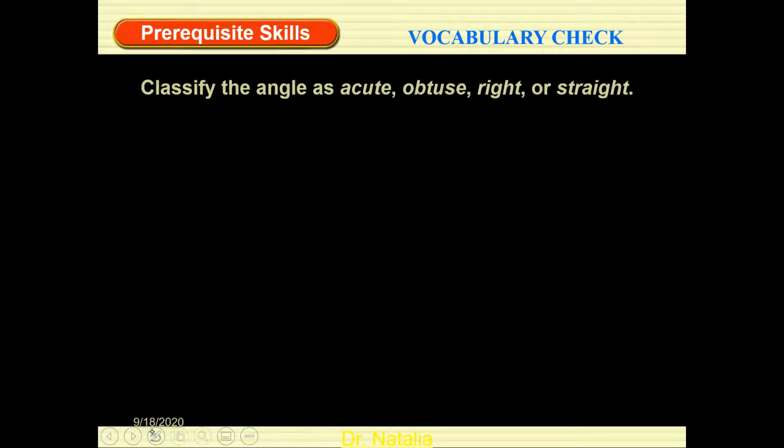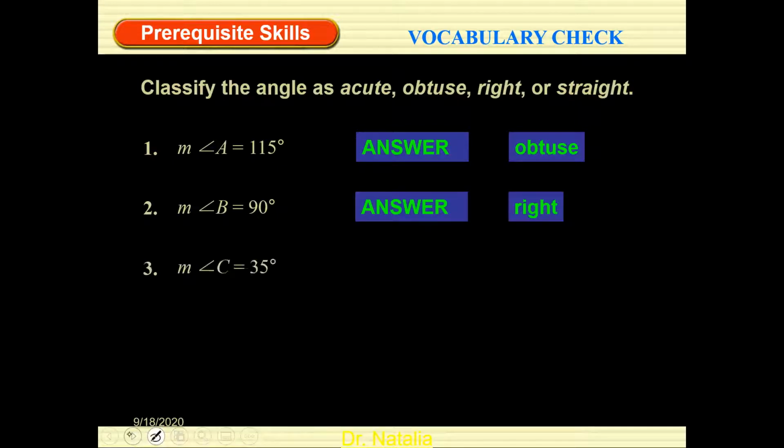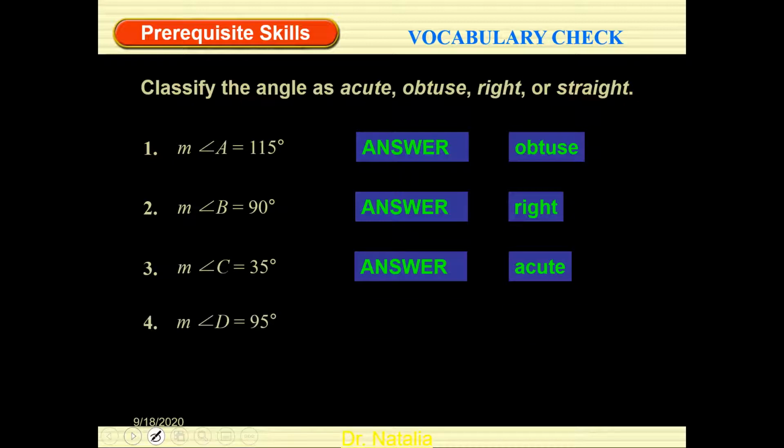All right, let's go ahead and take a look at this. Remember, going back to geometry, anything that has an angle greater than 90 degrees is considered obtuse. Anything equal to 90 is right. An angle less than 90 is acute. And an angle that equals 180 exactly is straight.